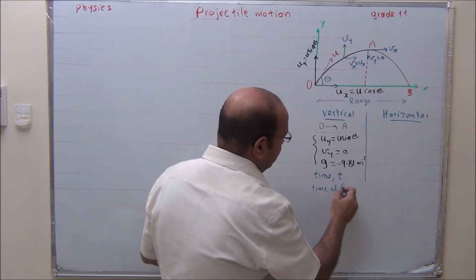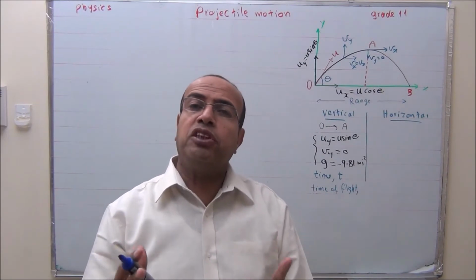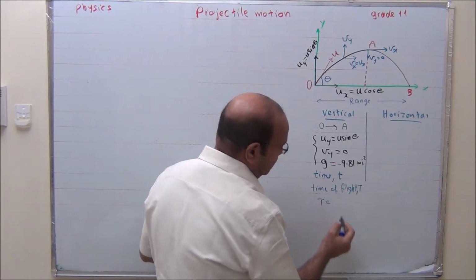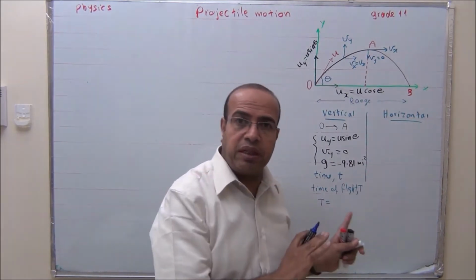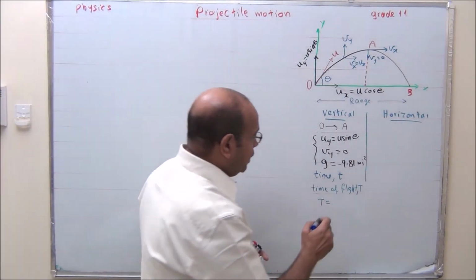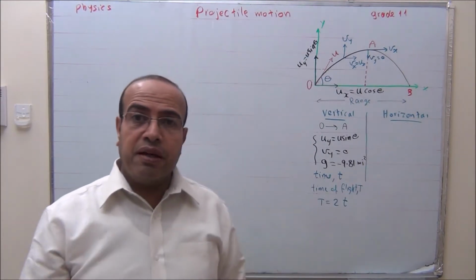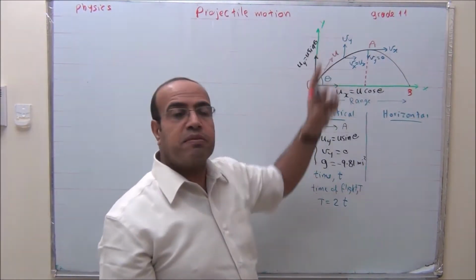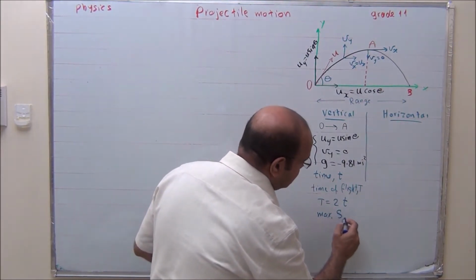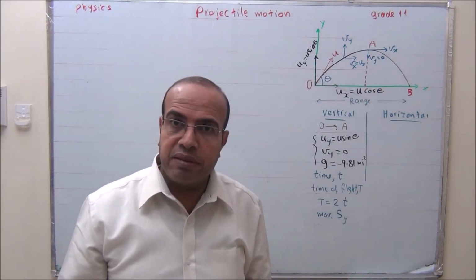Let the time of flight be denoted by capital T, just to differentiate it from the other time. Capital T, the time of flight, is not the tension. It is 2 multiplied by the time of maximum height. The third thing, we can deduce the maximum height, S. Let this be Sy.